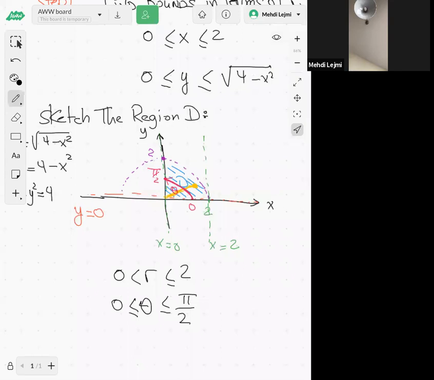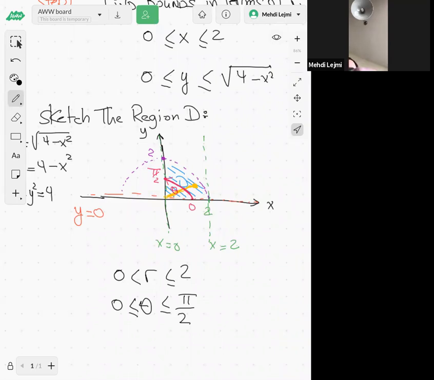It helps to sketch the region, but it's not necessary. Still, it helps, and you can see just from the graph that your angle theta is from 0 to pi over 2. But you can also use the equations if you want. I think I prefer, for polar coordinates, to sketch the region, because it would help.